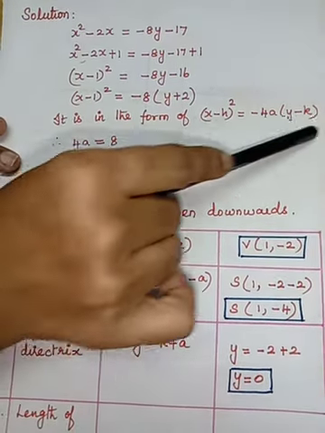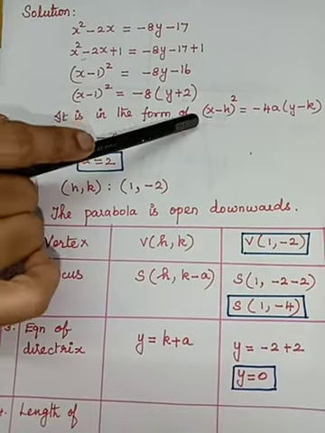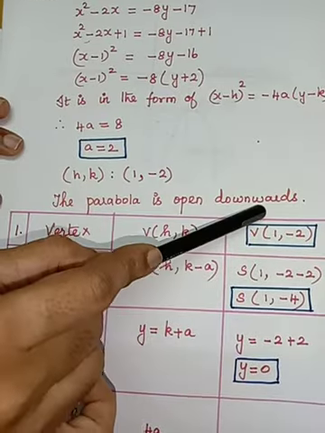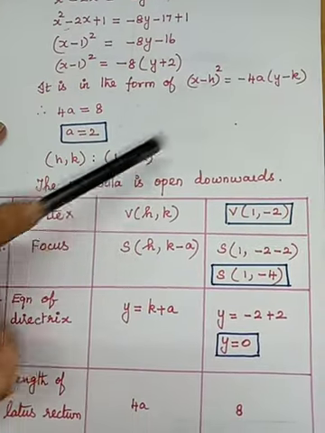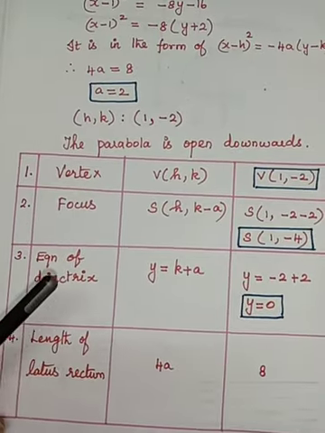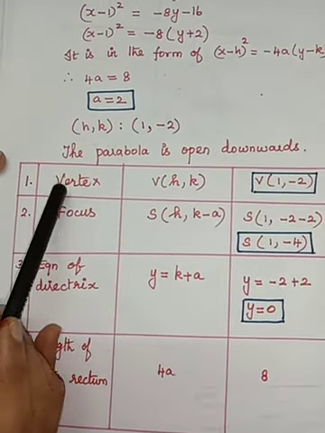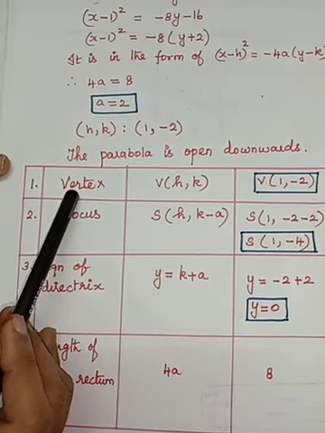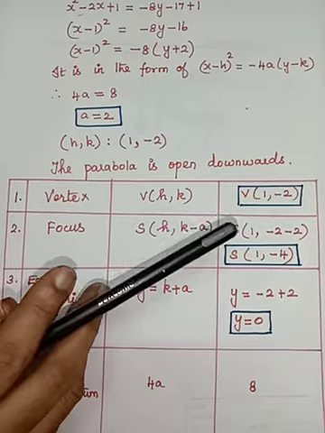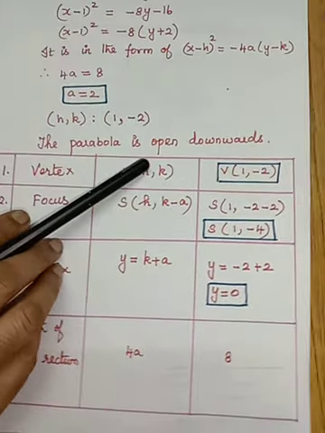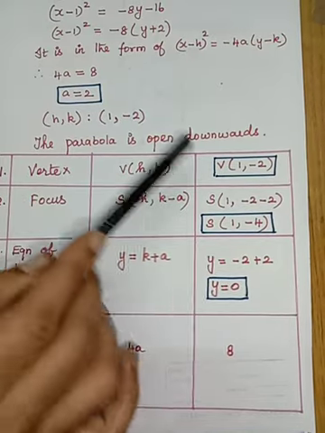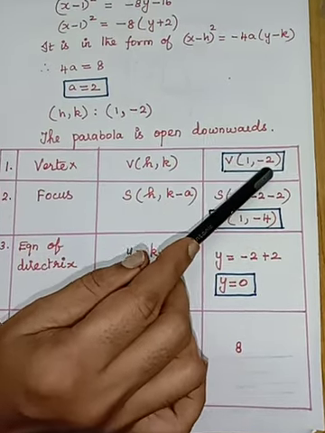Okay, on seeing this equation, how is the parabola? The parabola opens downwards, because here you have minus, so the parabola opens downwards. Okay, so we have to find the results. What result is asked first? Vertex. So it is not in the standard form, so the vertex is h comma k. What is the vertex? It is h comma k. So h is what? It is 1. k is what? Minus 2. So the vertex is 1 comma minus 2.